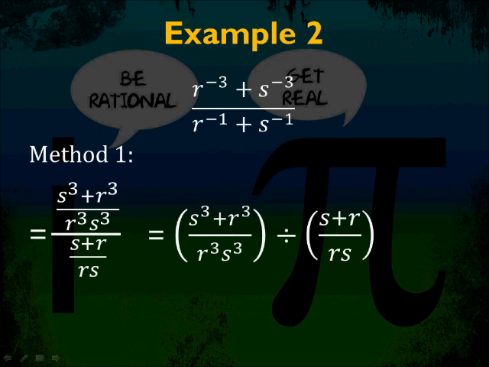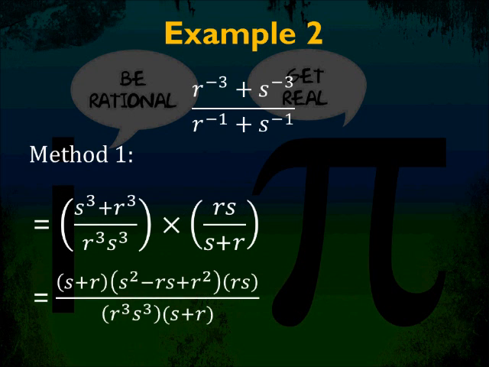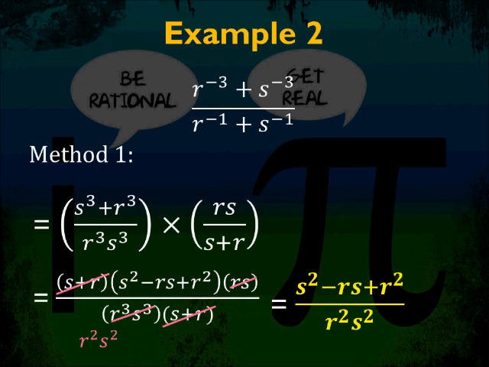So let's do that. We have s cubed plus r cubed over r cubed s cubed divided by s plus r over rs. Let's flip the second term upside down, and that's what you're multiplying. You can simplify after you multiply it out, and you see that the s plus r is canceled out. Also, the rs divides into the r cubed s cubed to make it r squared s squared. So our final answer is s squared minus rs plus r squared all over r squared s squared. So again, with method 1, you add all the fractions on the top and the bottom, and then divide by multiplying by the reciprocal of the denominator.